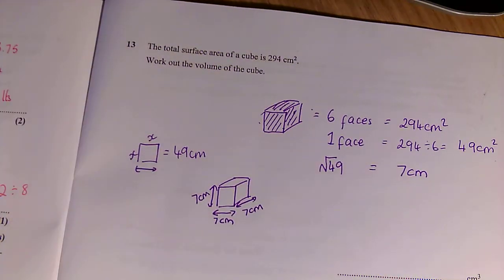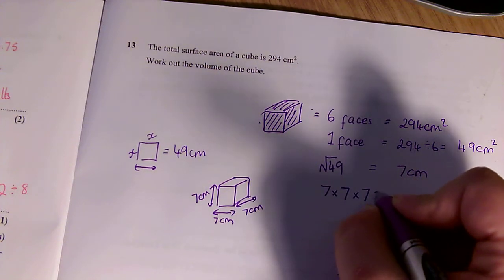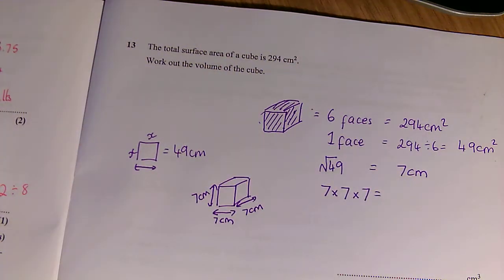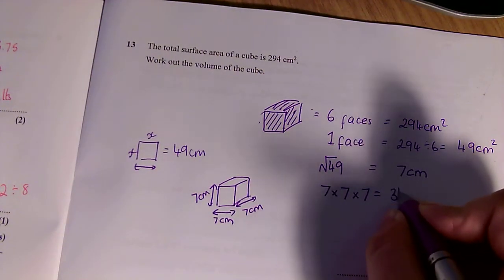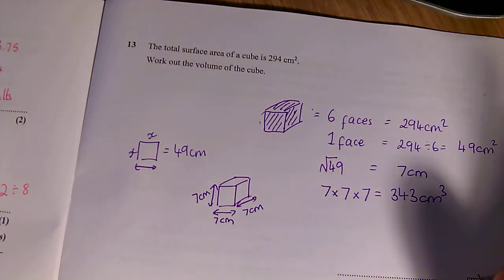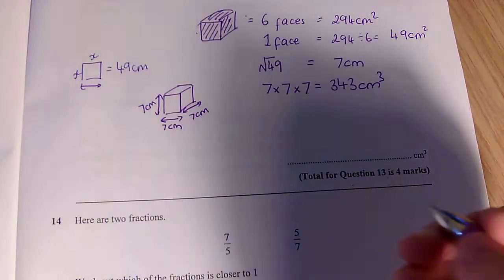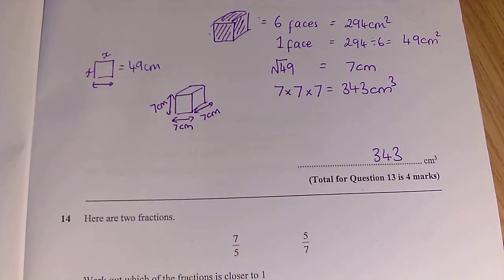And we all know how to find the volume now. We do 7 times 7 times 7. And that will give us 343. And it's volume, so it's centimetres cubed. We're lucky they've already given us this down here. But the answer is 343 centimetres cubed.